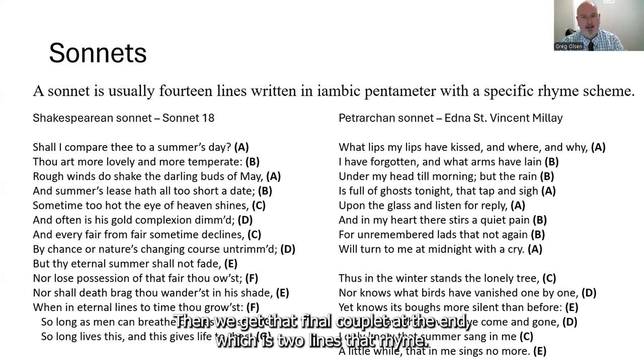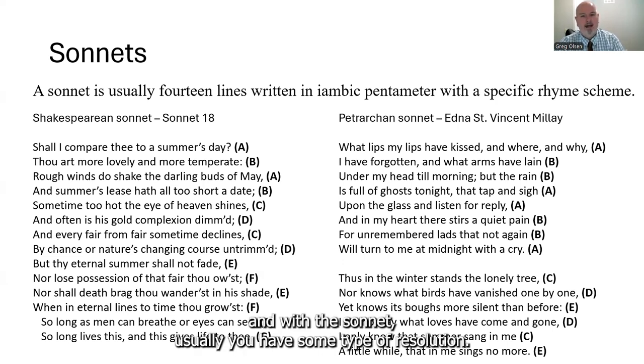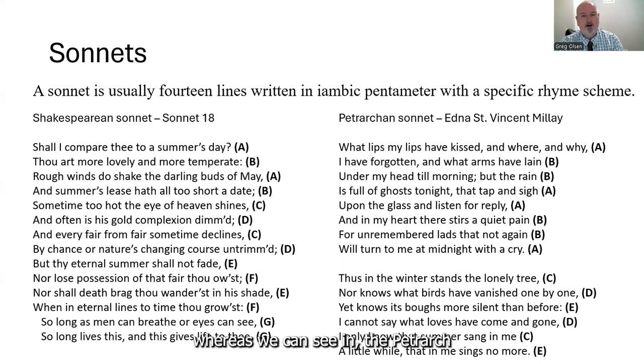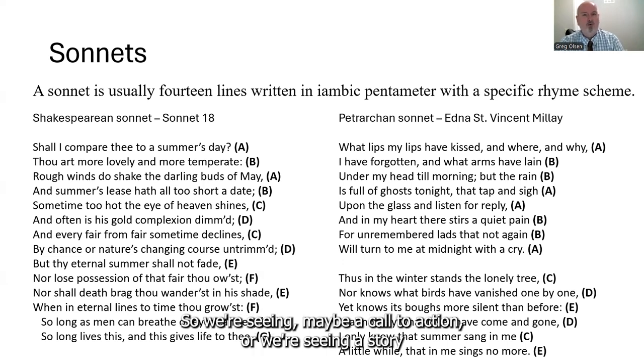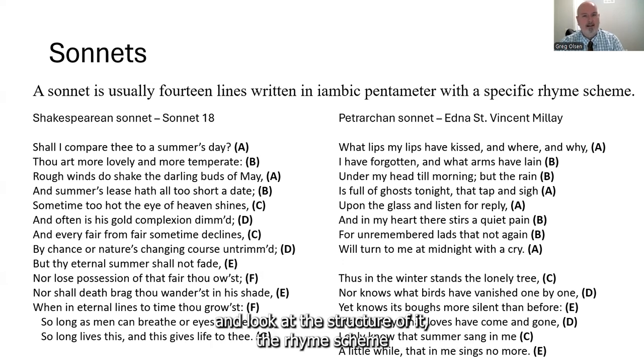Then we get that final couplet at the end, which is two lines that rhyme. We see see and thee. And with a sonnet, usually you have some type of resolution. So in Shakespeare, the resolution is seen in that final couplet, whereas we can see in the Petrarchan sonnet by Edna St. Vincent Millay, we have that resolution in the last 6 lines. So we're seeing maybe a call to action, or we're seeing a story, and we're seeing it resolved towards the end. So let's go through the Shakespeare sonnet and look at the structure of it, the rhyme scheme, and that iambic pentameter.